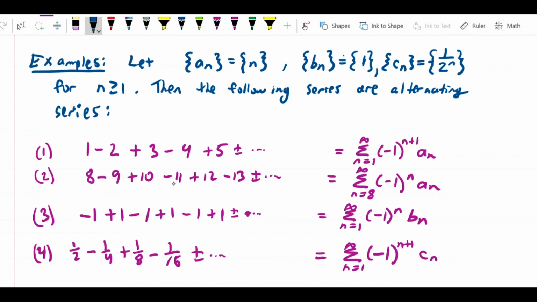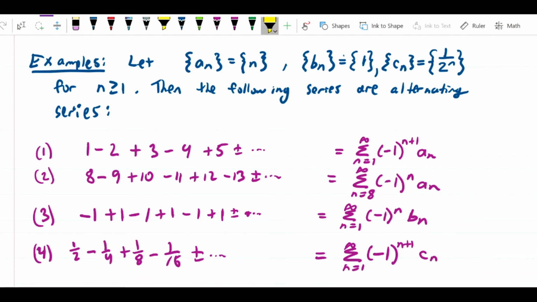Here I have, since bn equals 1, if I put this alternating term in front of it in number 3, that just becomes negative 1 or 1 times 1. So that becomes negative 1 plus 1 minus 1 plus 1 minus 1. And finally, I've done the same thing with the geometric series. So this is just alternating again, positive, negative, multiplied by the term in the sequence.